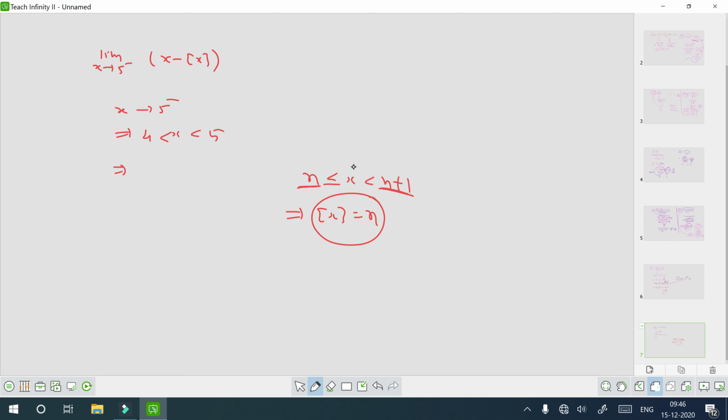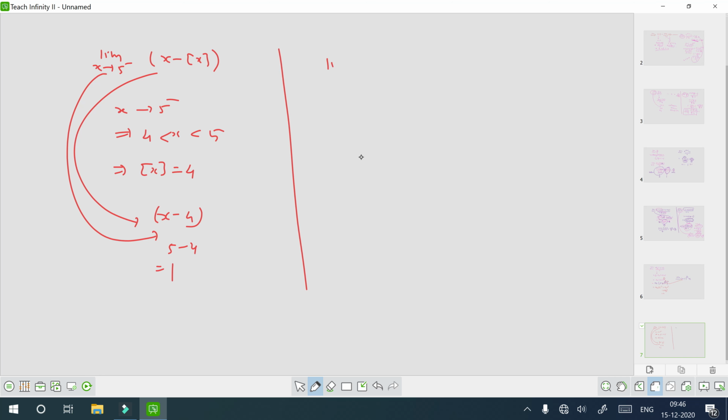And this implies integer part function x is equal to 4. So this comes out x minus 4, limit x tends to 5, so 5 minus 4, and that comes out 1. So the answer is 1 for this example. Clear?